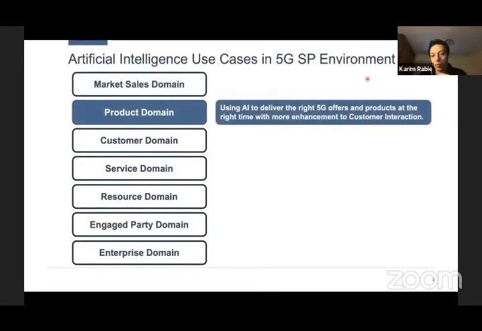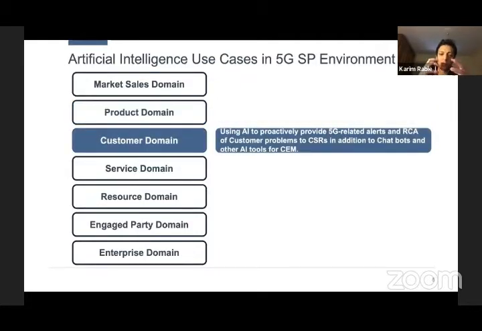In the product domain, that's where you craft your offering, your bundles, the products that are going to be there in the market. It's not just providing a broader pipeline like the old days. You now have more enterprise offering, more network slicing offering. So 5G is coming with a new set of products. You can use artificial intelligence to position the right 5G offering at the right time and for more enhancement to customer interaction. And there are a lot of solutions in this domain.